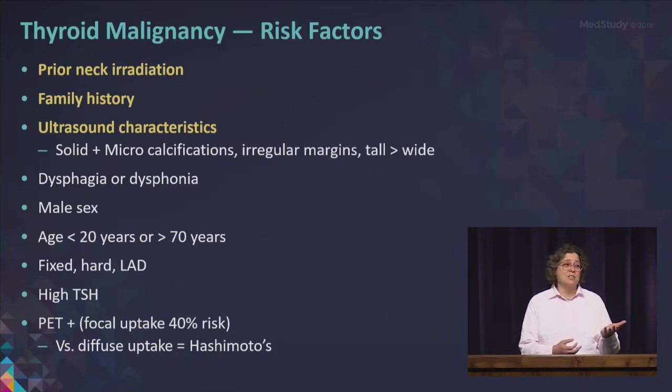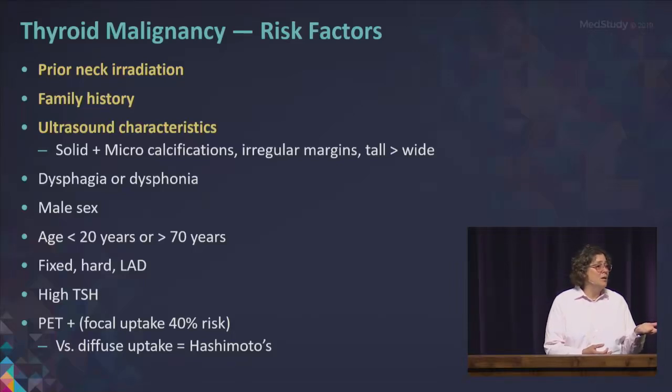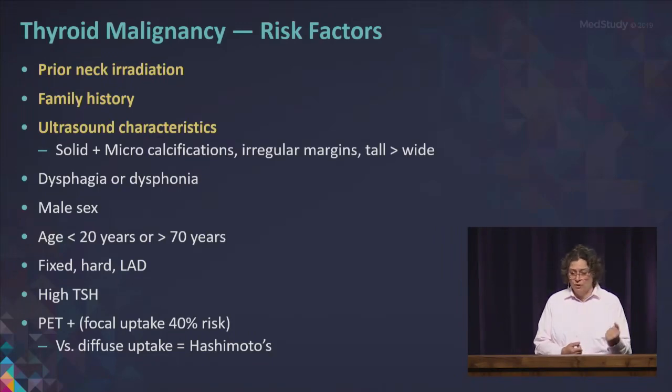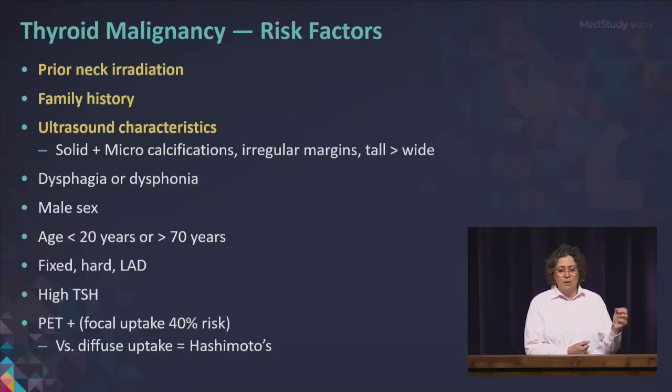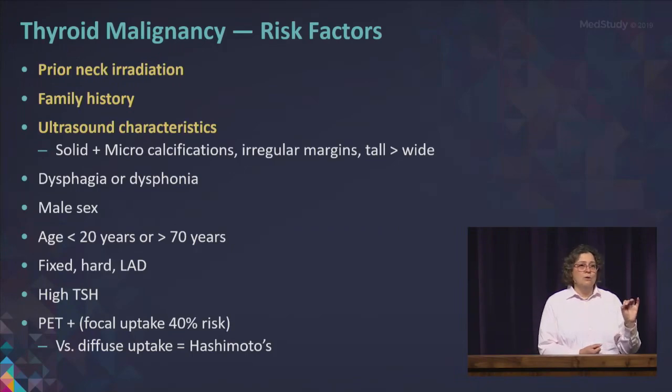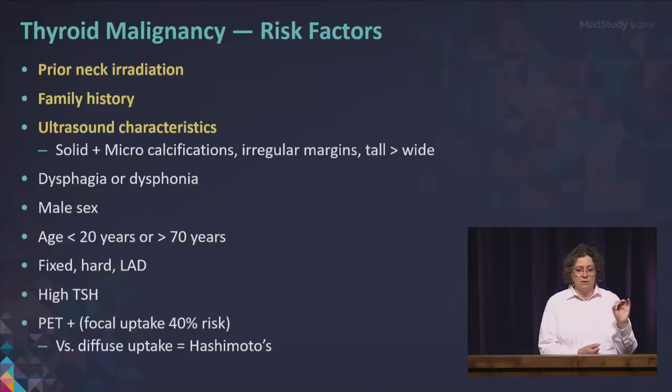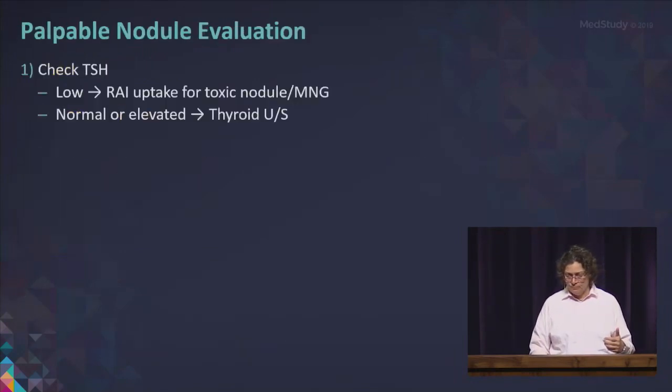If you have a higher TSH level, because TSH will stimulate both normal thyroid tissue as well as thyroid cancer, because most thyroid cancer is fairly differentiated, well differentiated. And PET positivity. So I'm talking about focal uptake on PET. Focal uptake in the thyroid on PET has about a 40% chance of malignancy, okay? Versus diffuse uptake of the thyroid gland is just Hashimoto's disease, all right?